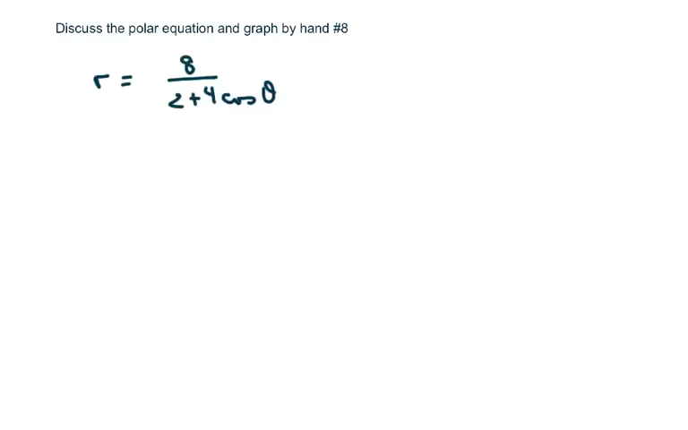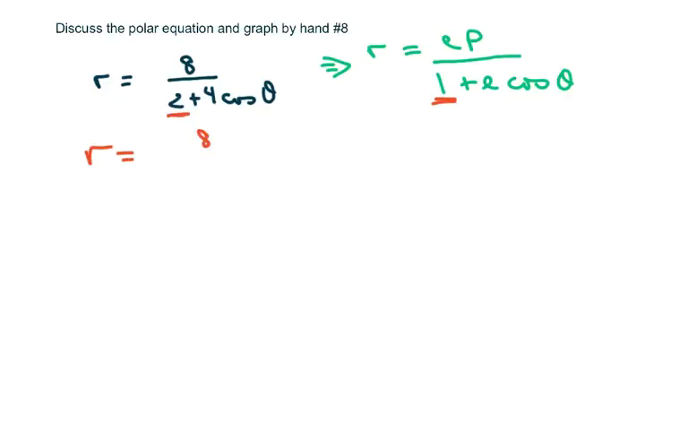Hi everyone, we're going to discuss the polar equation and graph it by hand. It has the form r equals ep over 1 plus e cosine of theta. So basically we want to put it in this form. It's not in this form because this isn't a 1. So we're going to rewrite it by factoring out a 2, and you get 1 plus 2 cos of theta.